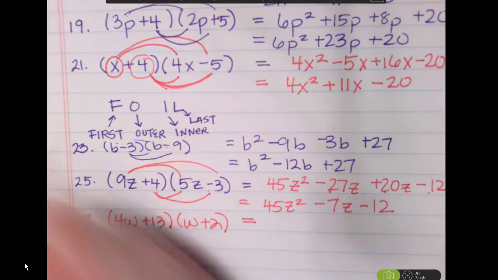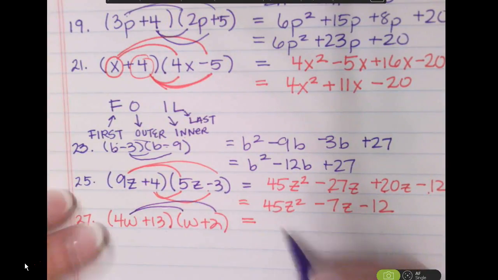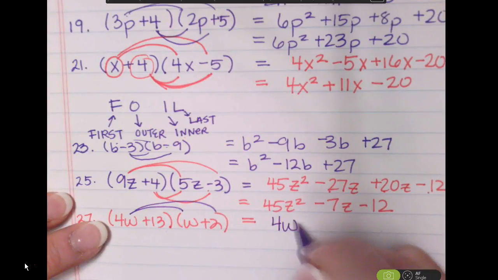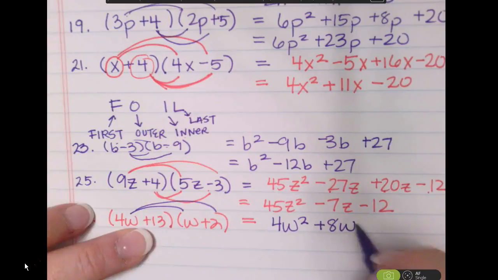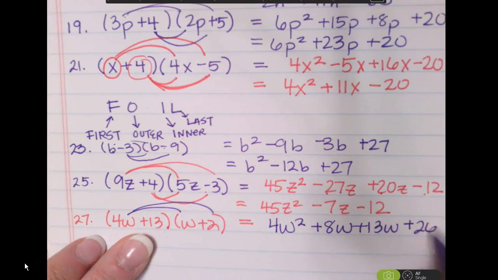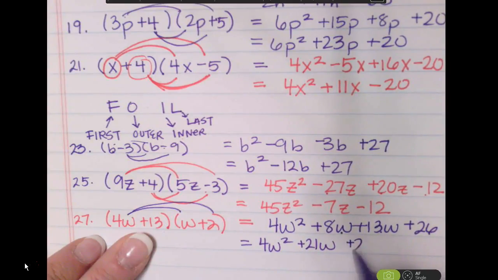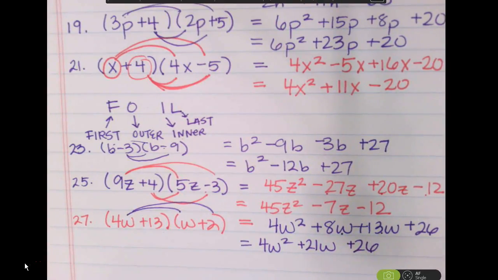And that's going to be the same thing. 4w times w is 4w squared. 4w times 2 is 8w. 13 times w is 13w. 13 times 2 is 26. 4w squared, 8 and 13 is 21w, plus 26, and that's our final answer.